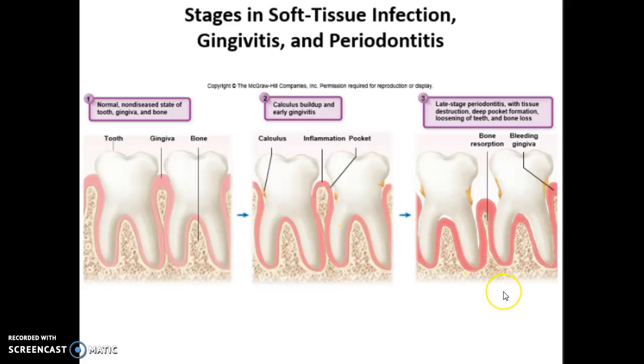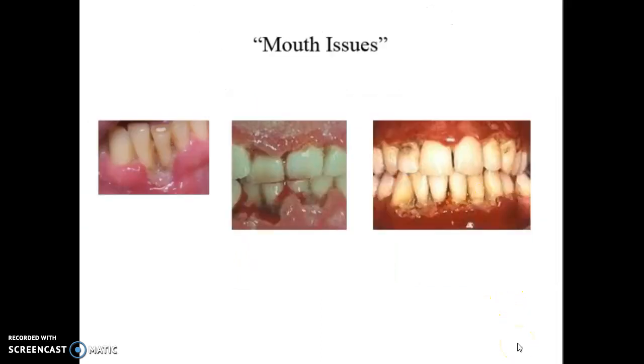And then here is periodontitis, where in this middle part, you see a lack of bone. And look at how much space is there. And the tartar is continuing to build up. So here are some mouth issues: very severe gum loss, deterioration, bone resorption.